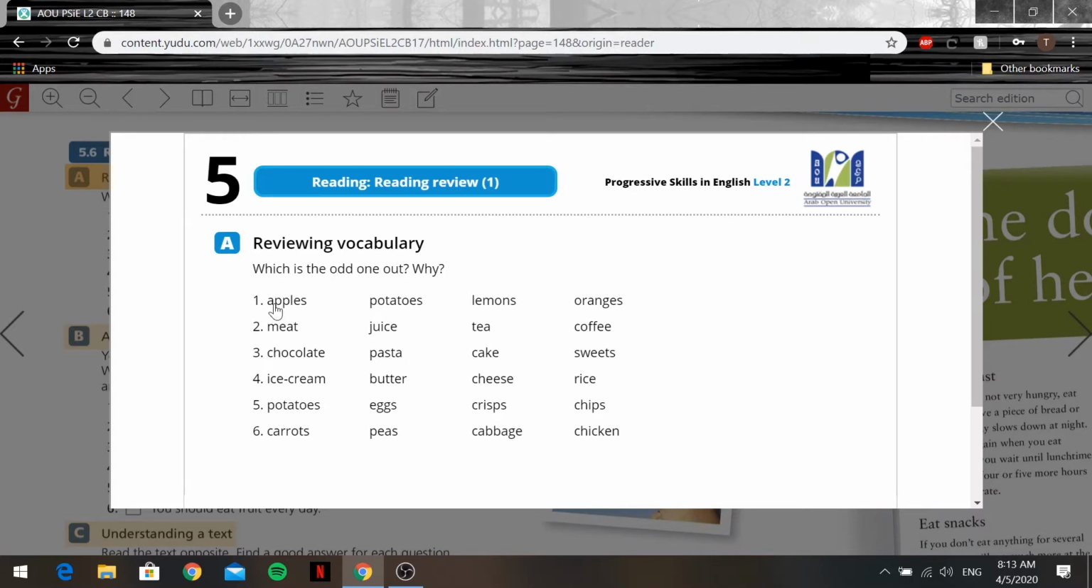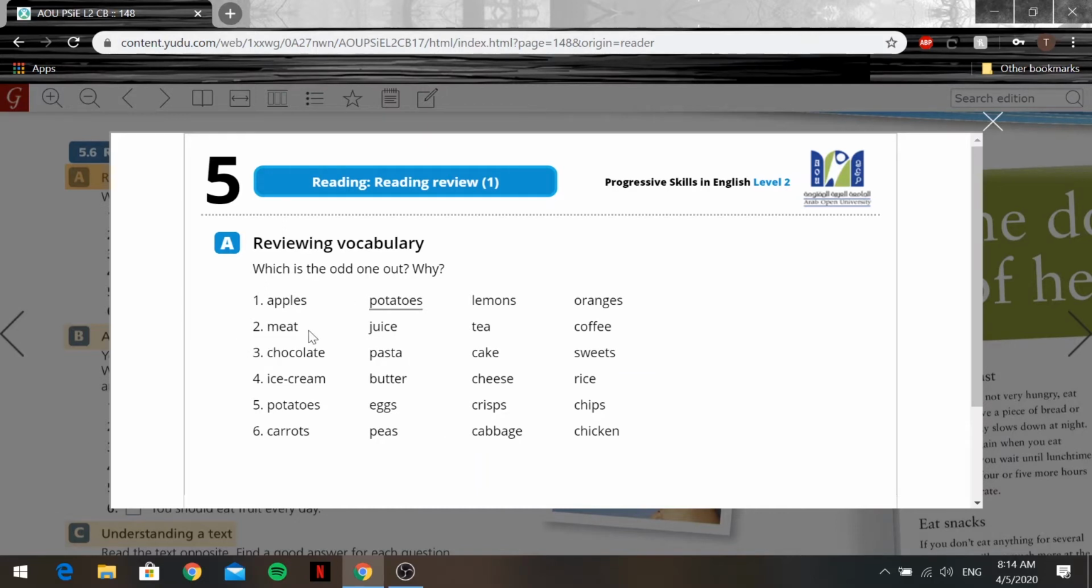Here we have apples, potatoes, lemons, and oranges. What is the odd one out, the one that is different from the rest? So in this case, we'll say potatoes. Why? Because potatoes, you know, they're not a fruit, okay? Apples are fruits, lemons are fruits, and oranges are fruits. However, a potato is a vegetable, right? It's not a fruit, okay?